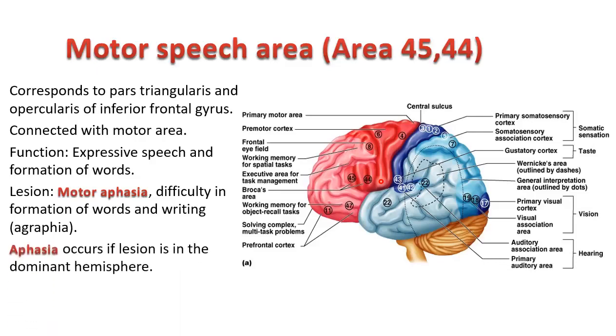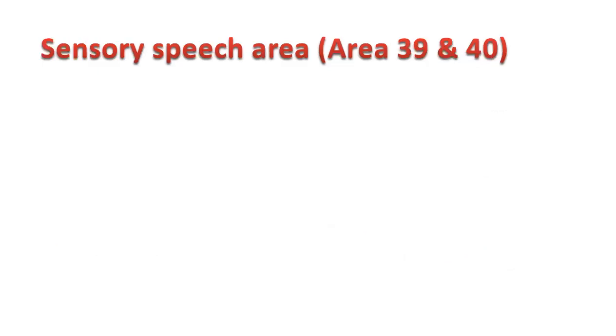Mostly the motor speech area is concerned with your dominant hemisphere. In right-handed persons, the motor speech area of the left hemisphere is dominant, and a lesion to the dominant hemisphere only produces aphasia, but not to the non-dominant hemisphere. So with that, we will move on to the next area, the sensory speech areas.